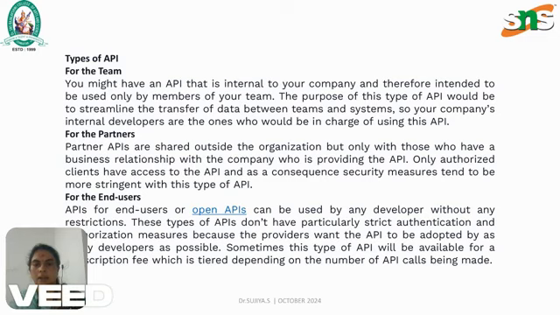For a partner, the API is shared outside the organization, but only with those who have a business relationship with the company. Only authorized clients can access this API, and consequently security measures tend to be more stringent with this type of API. For the end users, it is an open API that can be used by any developers without any restrictions. This type of API doesn't have particularly strict authentication and authorization measures, as providers want the API to be adopted by as many developers as possible.